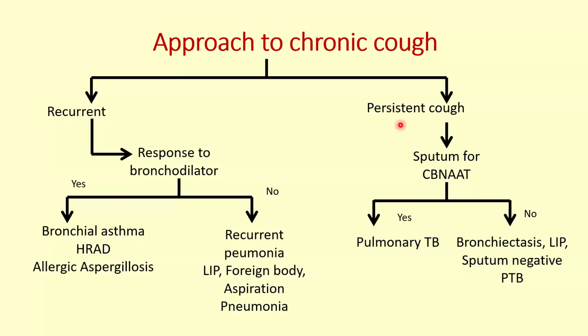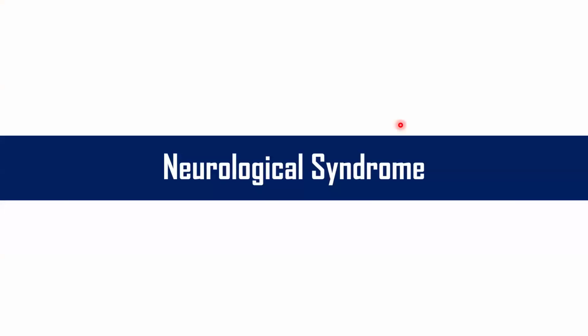So any child with chronic cough, look whether it's a persistent cough or a recurrent cough. If it is a persistent cough, do CBNAAT and rule out tuberculosis. Otherwise, look at bronchiectasis and other LIP and sputum negative TB. If this is a recurrent cough, give a bronchodilator. If there is a response, probably this is bronchial asthma or hyperactive airway disease. If there is no response to your bronchodilator, then it may be a recurrent pneumonia, foreign body, which is common in children, LIP or aspiration pneumonias.